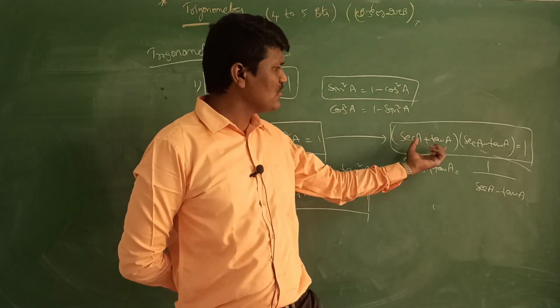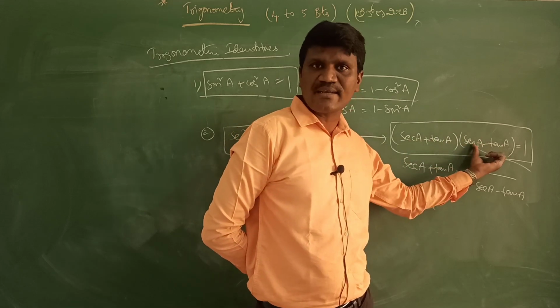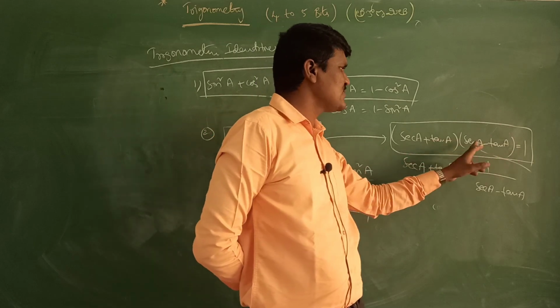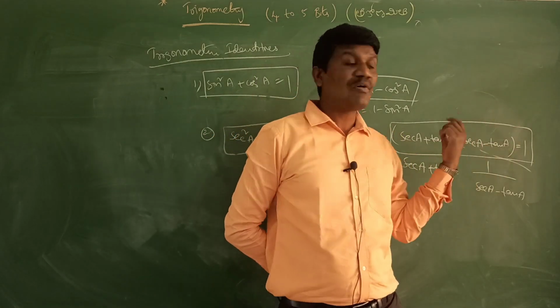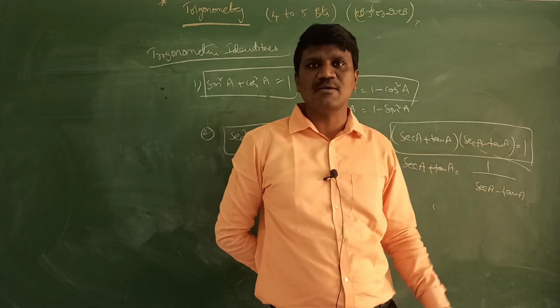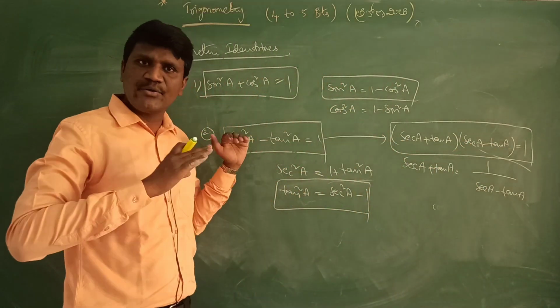So they will give one value. Suppose sec A plus tan A is equal to p. What is the value of sec A minus tan A? Then it will be 1 by p. Suppose they give sec A minus tan A value is m. What is the value of sec A plus tan A? It is 1 by m. Okay students, so this is based on identity 2.